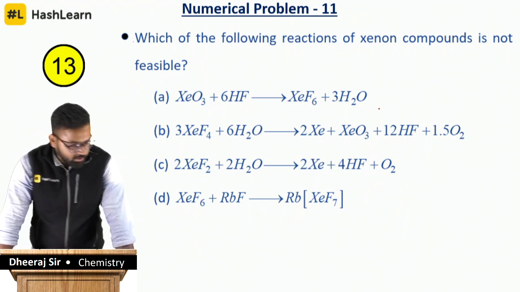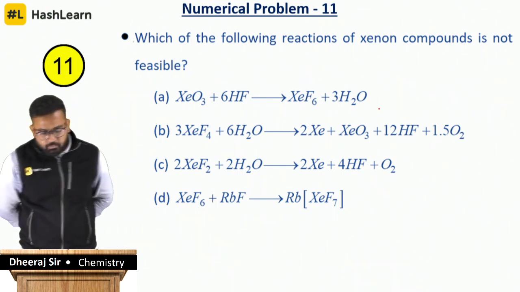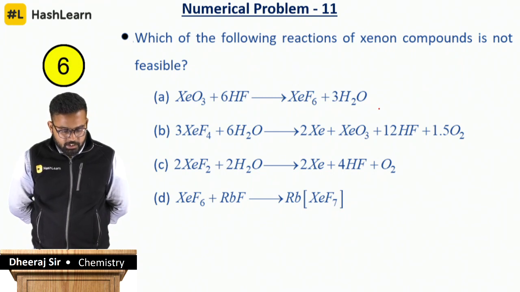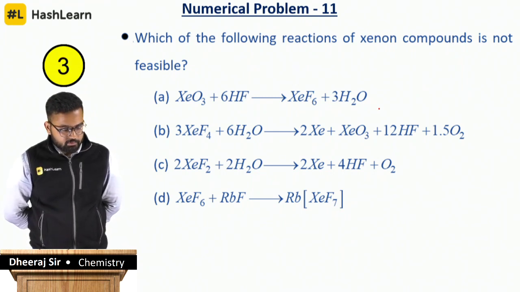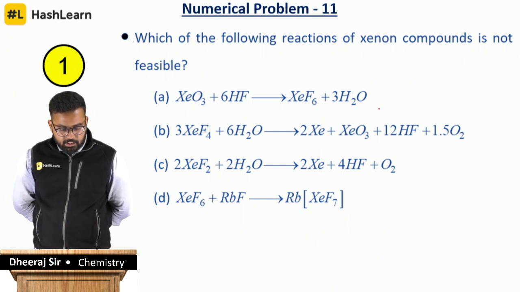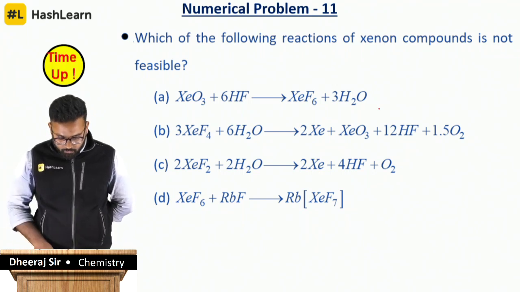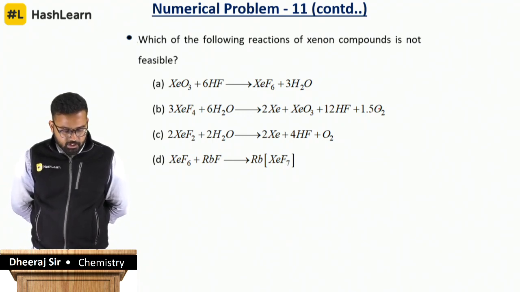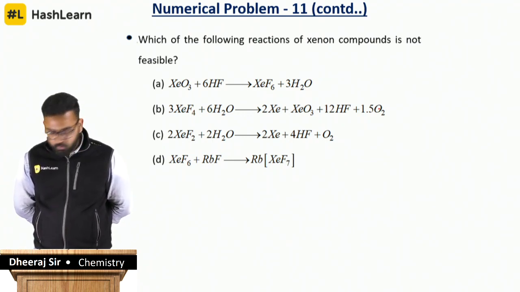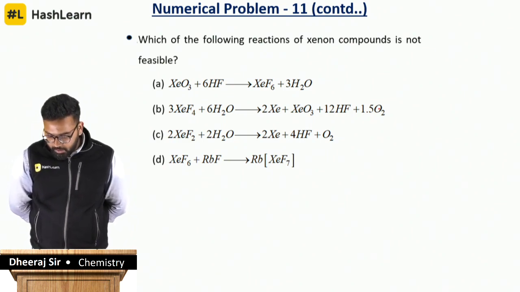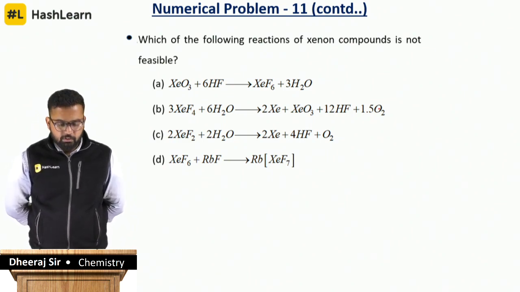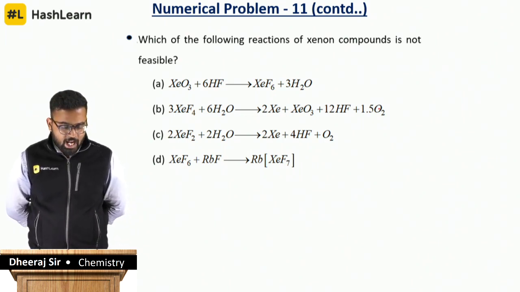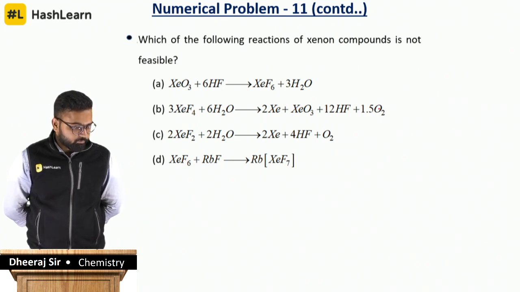The moment you look at it, you should be able to give us an answer. XeO3 plus 6HF, XeF4 plus 6H2O, XeF2 plus 2H2O, and XeF6 plus RbF. So which of them will not be feasible? Feasible here stands for possible. So which of them is not going to be a possible reaction is the question, guys.